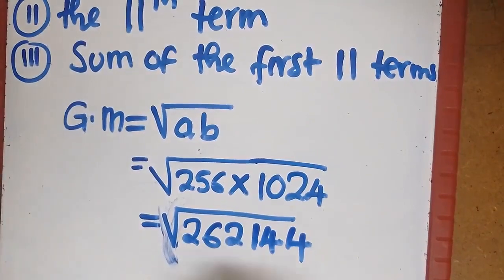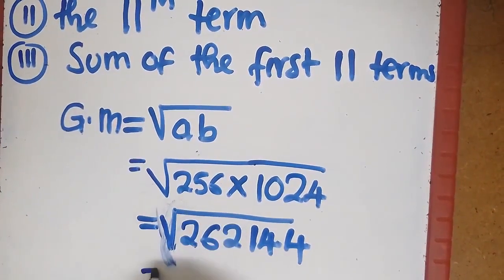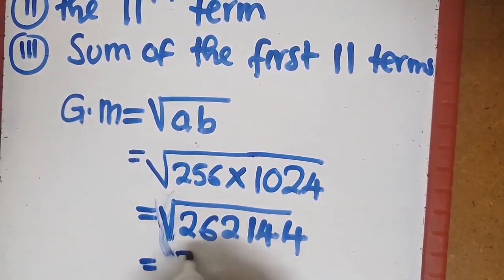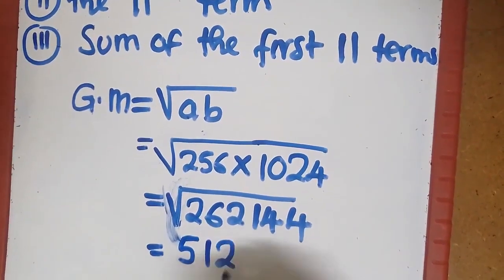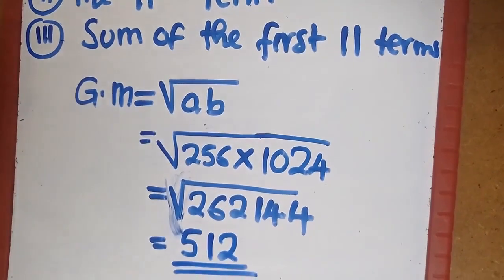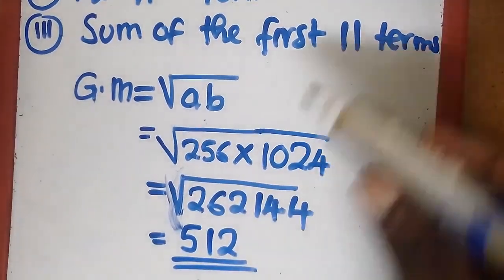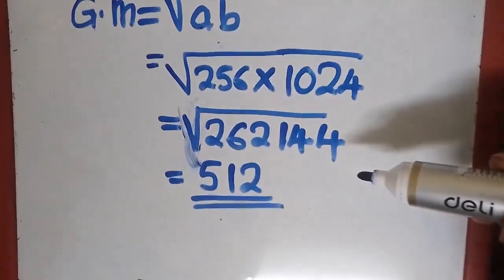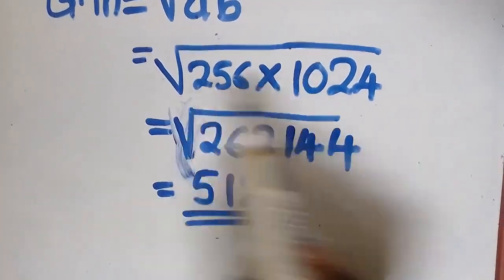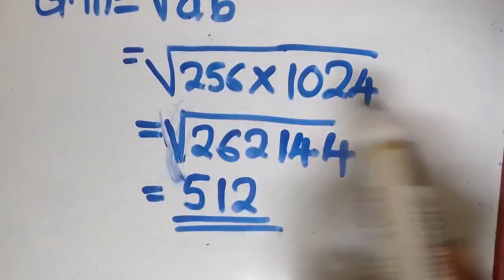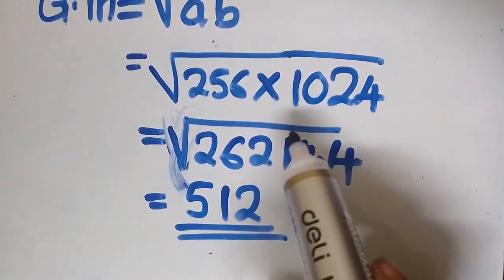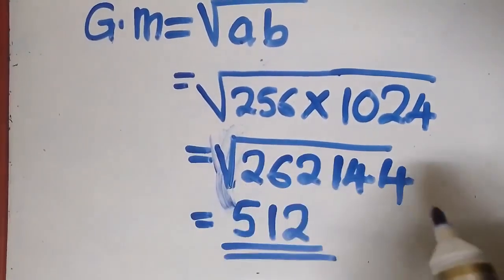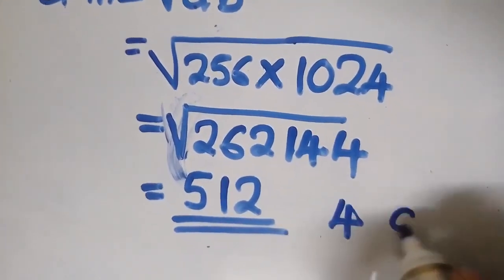262,144. So what is the square root of this number? Just press on the square root, then I type. The answer is 512. So this is the geometric mean. I want you to understand this simple concept that I have just done here. You get the two numbers which are given, then you multiply them, then you put them under a square root.